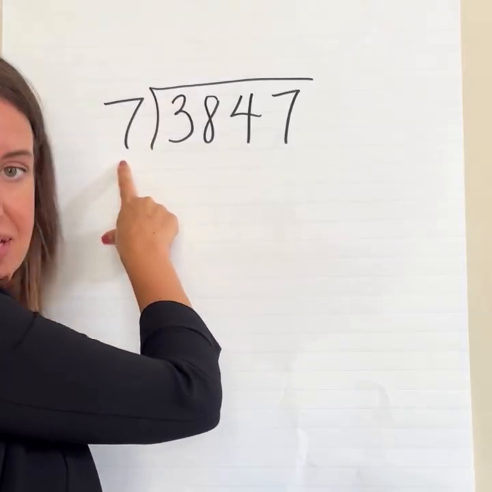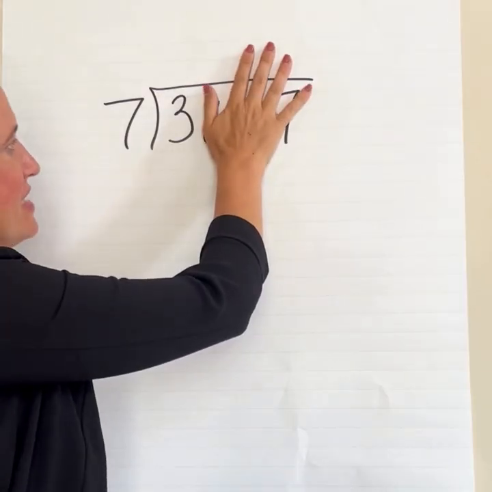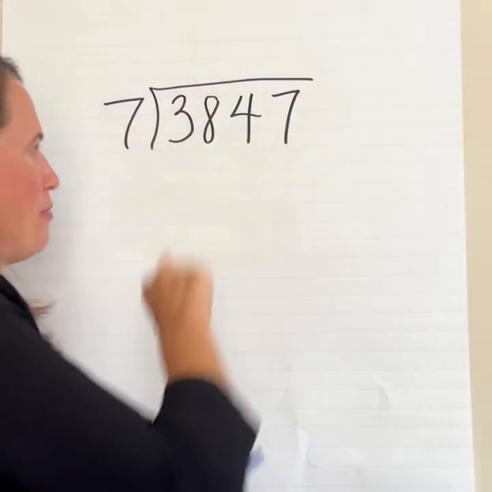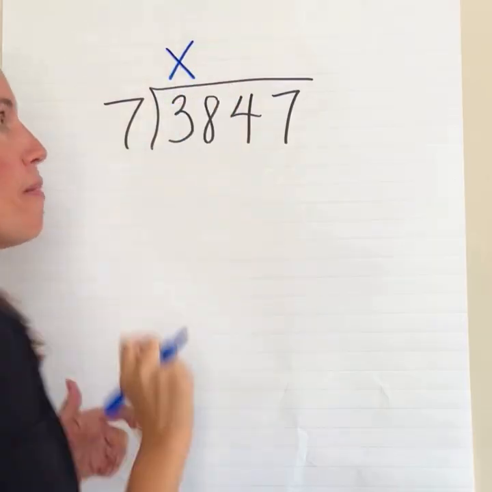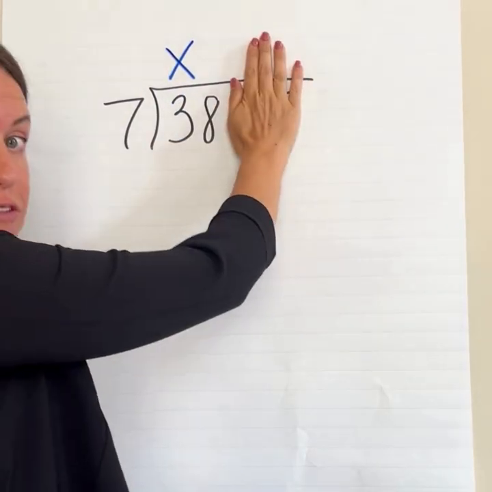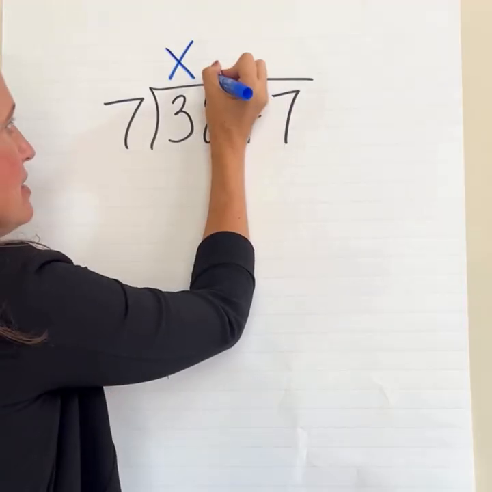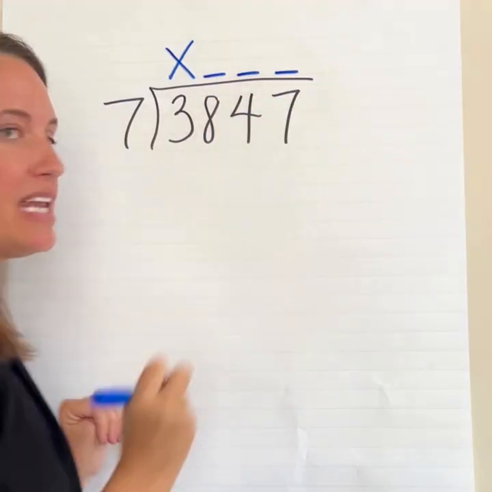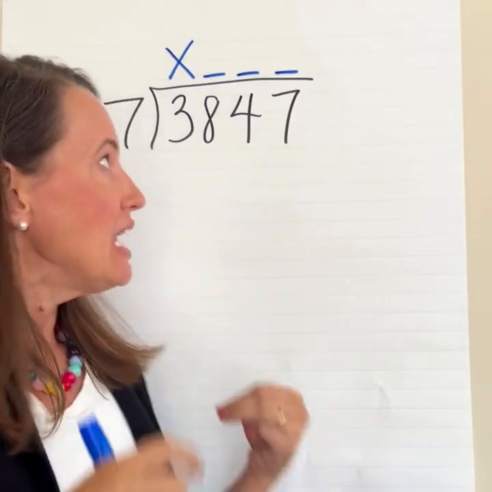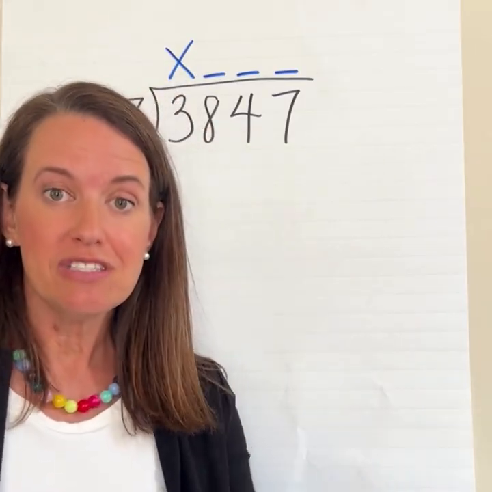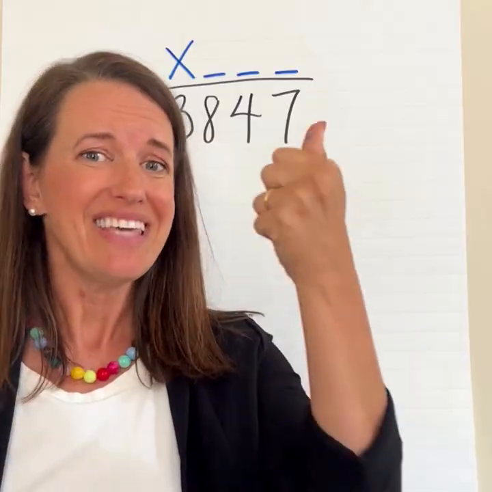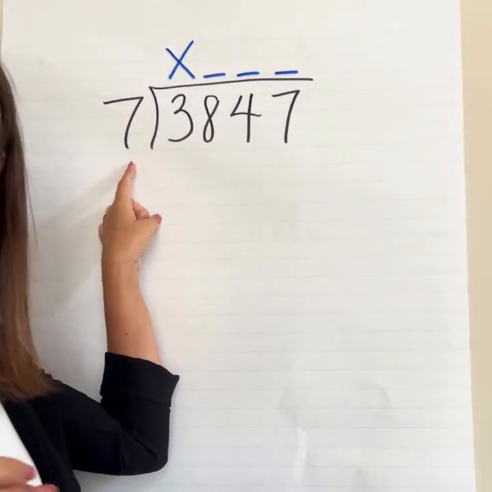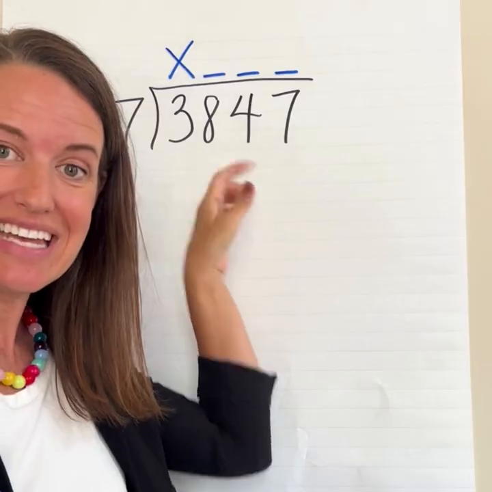3,847 divided by 7. Can I make a group of 7 out of 3? No. But I can make a group of 7 out of 38, which means my quotient is gonna have 3 digits. It also means I'm gonna sing the division song 3 different times. Yes. We're gonna count by 7, don't pass 38.